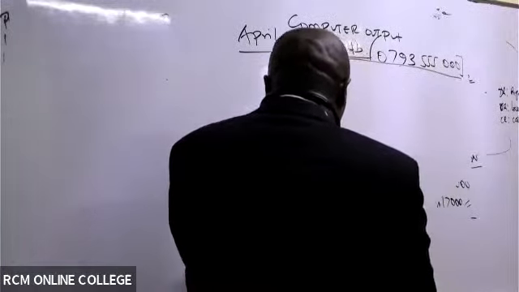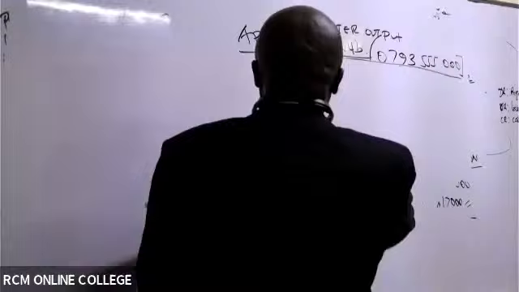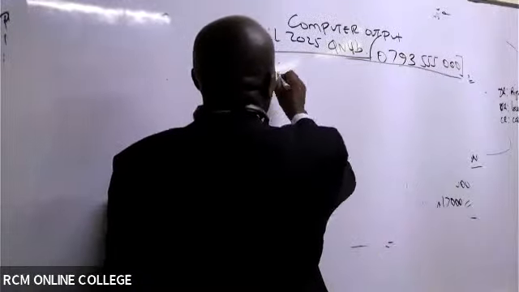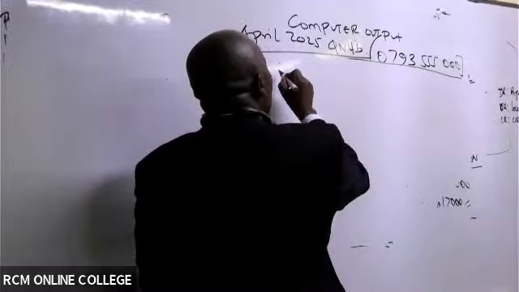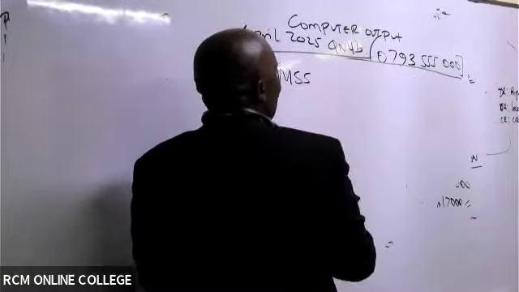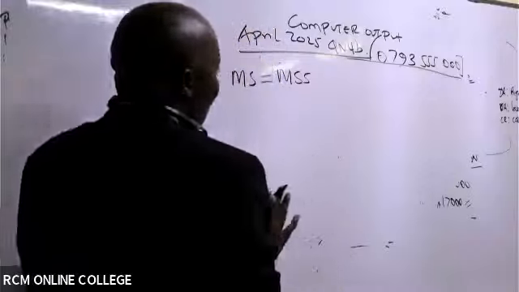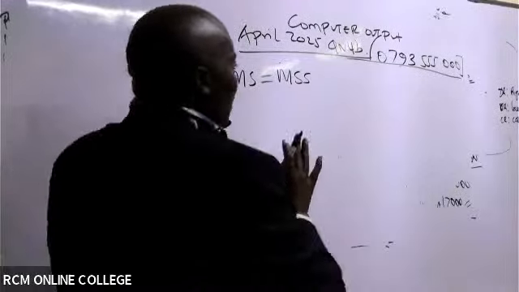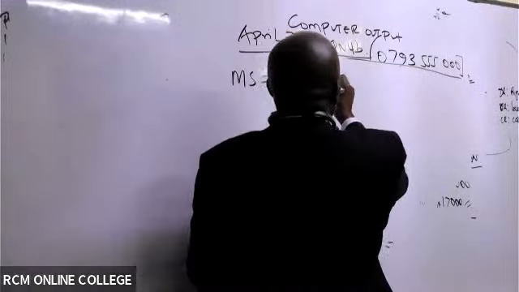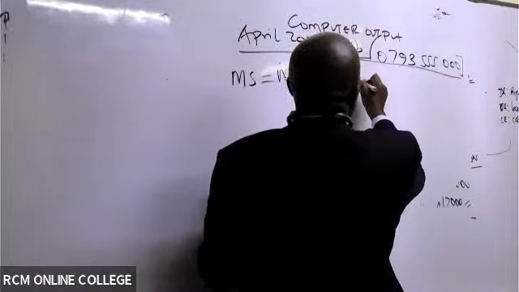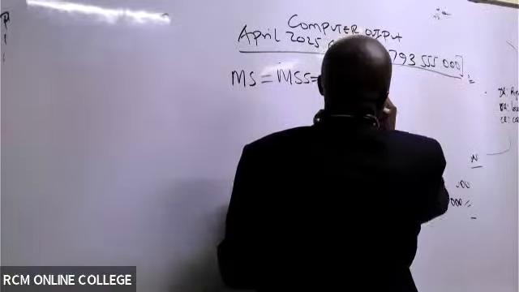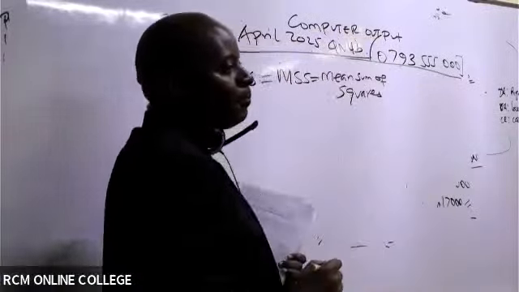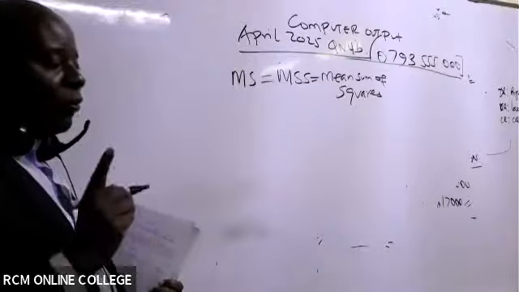Under analysis of variances, I have what they're calling MS. Actually, this MS, they wrote this wrongly. It should be MSS, that is the proper way of writing it. And this MSS stands for mean sum of squares.